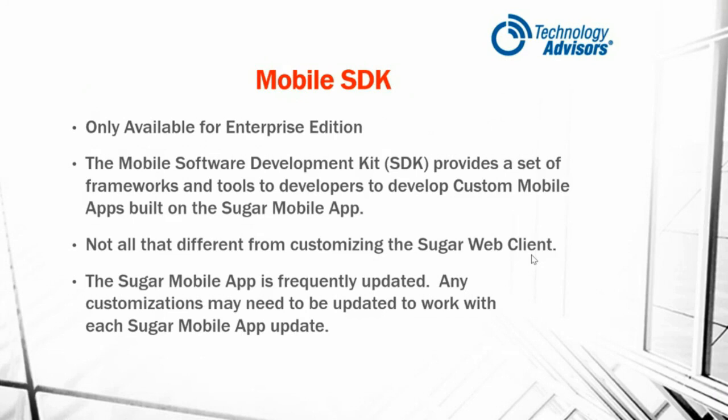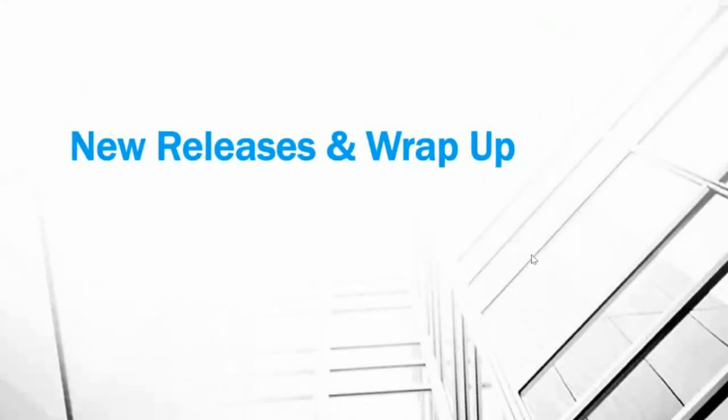We've looked at doing customizations for things like being able to send emails out of the Sugar app in order to record those to history. And this is not all that different from customizing the Sugar web client. And in that way, you have to be aware of what customizations you're making to the mobile app, because they're going to have to play nicely or be updated to work with any future Sugar updates to the mobile app. So you just want to keep that in mind. This can be quite the undertaking because you're actually programming a new app. New releases.